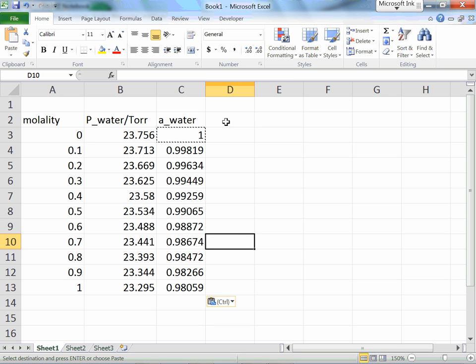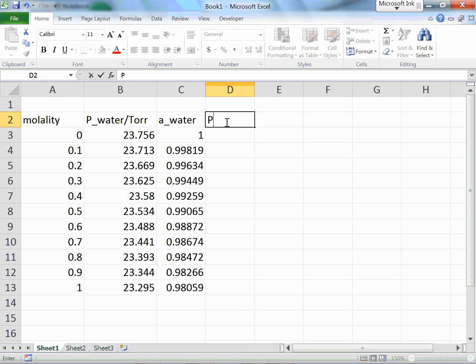How do you calculate now the osmotic coefficient phi? What's the formula for phi? Phi equals, oops.